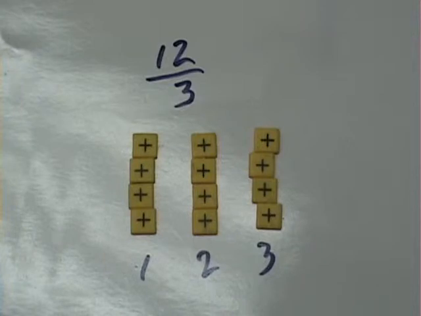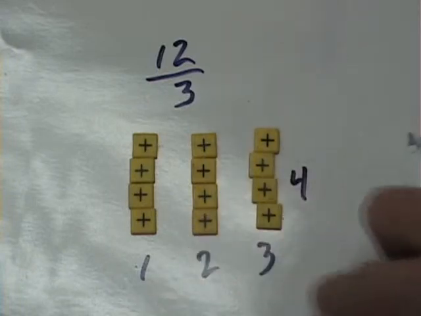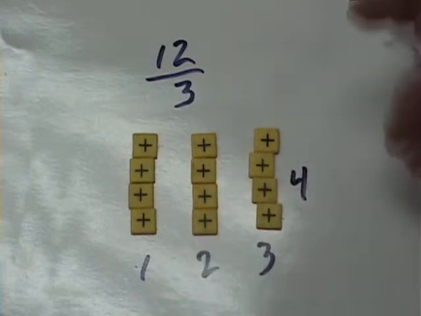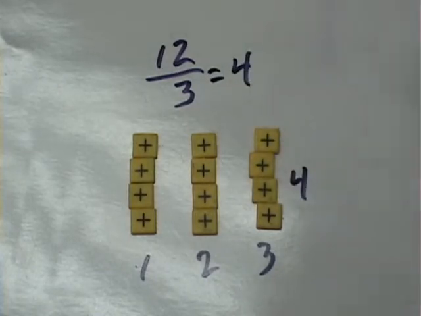And then we just ask the student to count how many of the tiles are in each group. So you can look at this and say we have 4 tiles in each group. So if I divide 12 evenly into 3 parts, my answer would be 4.